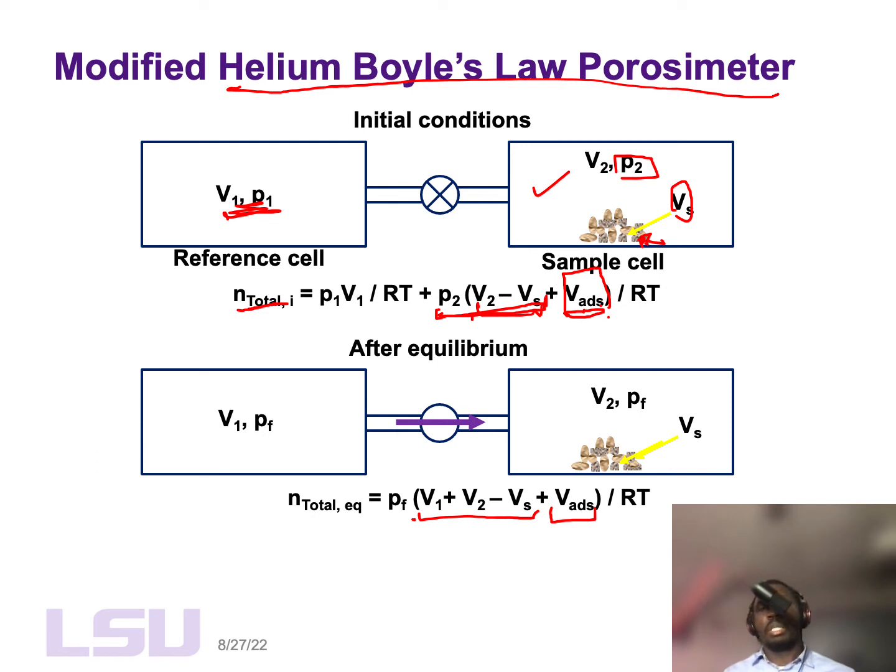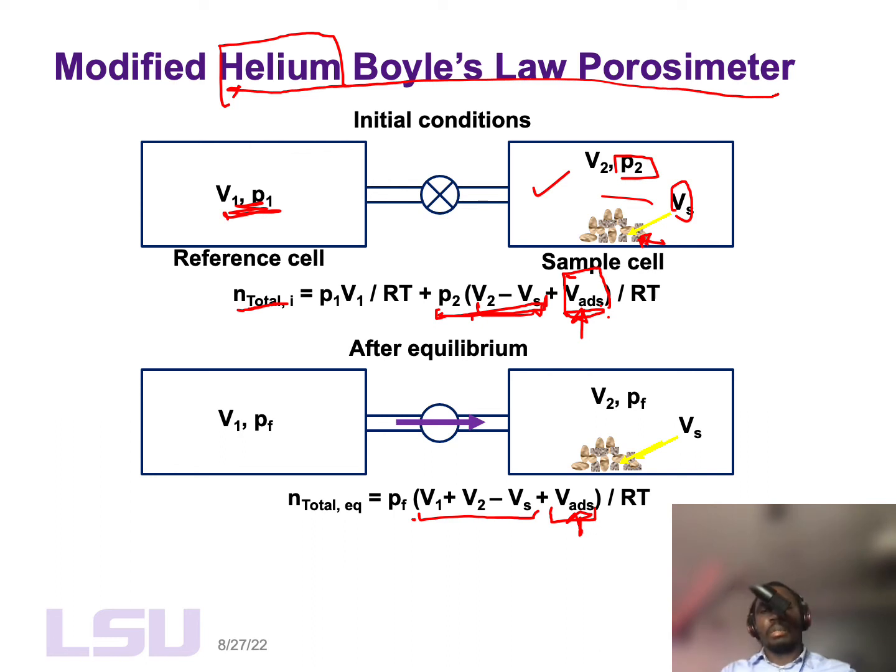I should point out that although we are calling this thing modified helium Boyle's law porosimeter, we actually will not use helium to calculate this V adsorption. Why? Because helium is a non-adsorbing gas, right? We talked about that. So you will need to use an adsorbing gas like methane, ethane, and these common hydrocarbon gases that we'll find in petroleum reservoirs.